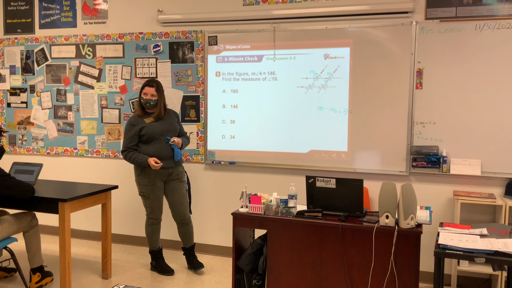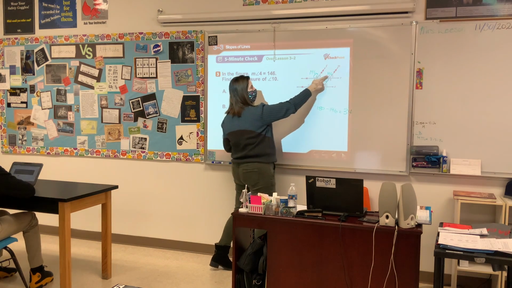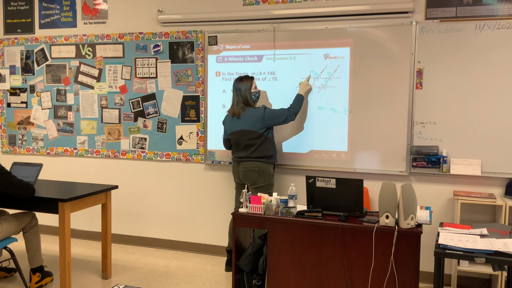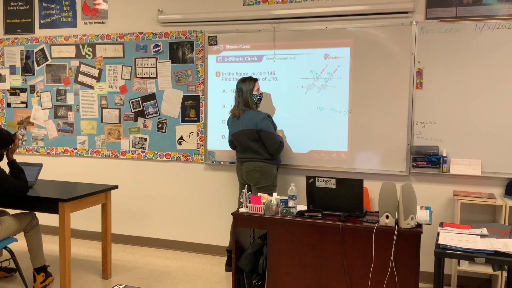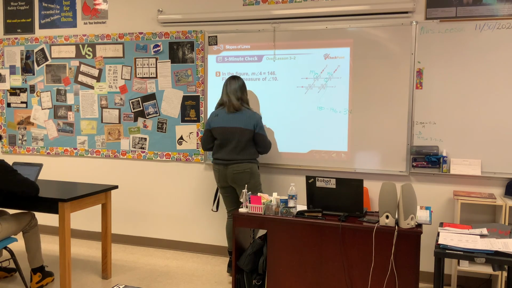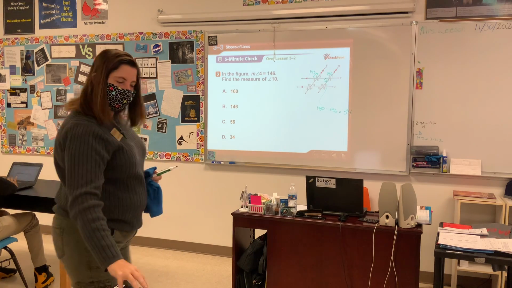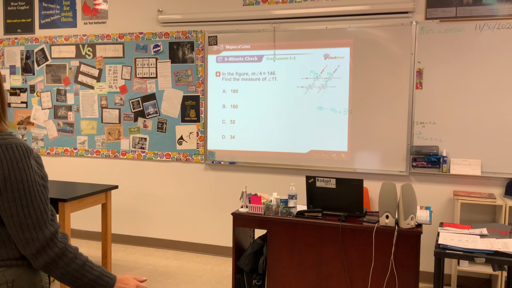Any idea why? Because it follows the same pattern as the other one. Yeah, it does follow the 2 and the 4. So I could go, well, this is a corresponding angle, so it's the same as 2. I could also say, well, vertical angles, right? Vertical angles could also help. But I would agree that this is 146. Okay, how about angle 11?